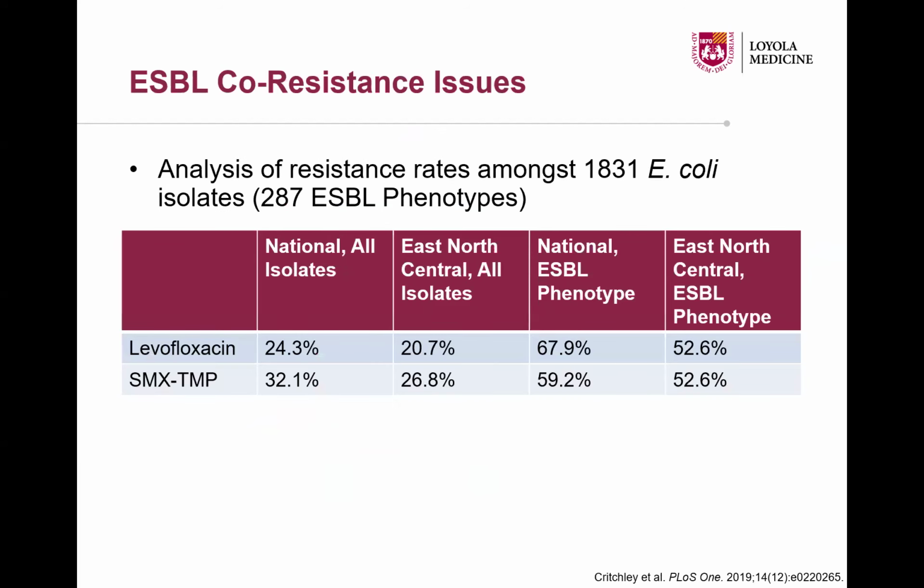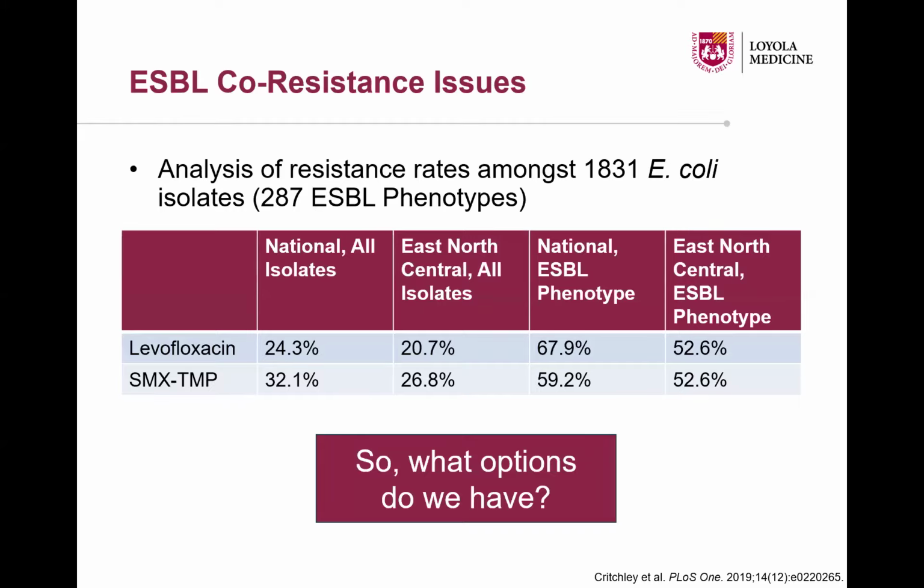The issue is that we would expect an extended spectrum beta-lactamase to hopefully only impact our beta-lactams, but we know that's not the case. And so when we look here, we are seeing all isolates versus those that express this or have this ESBL phenotype. And we look at levofloxacin and sulfamethoxazole trimethoprim resistance rates significantly higher in our ESBL population. So there's a lot of co-resistance there. So when we have an ESBL, not only can we not use our oral beta-lactams potentially, but there's higher rates of quinolone and sulfamethoxazole trimethoprim resistance there as well.